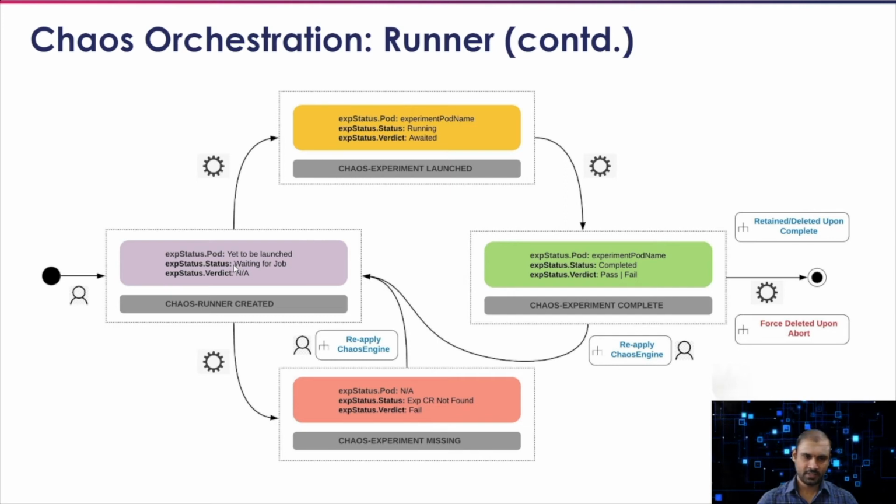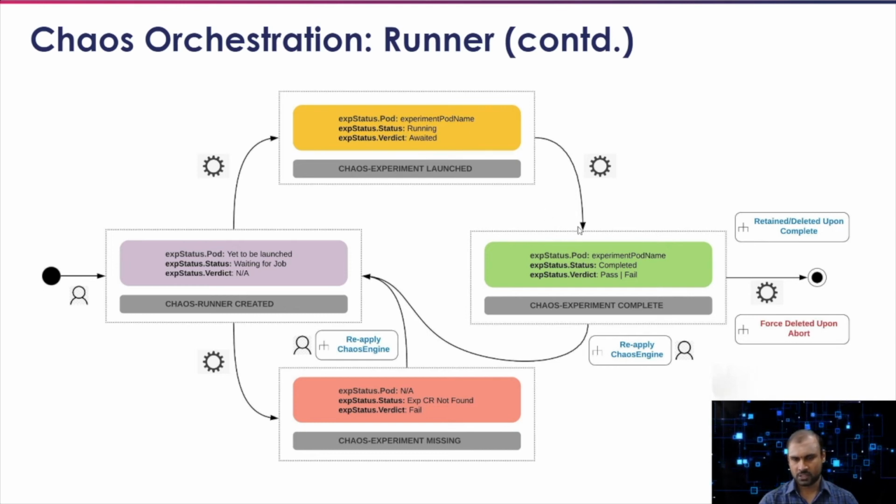So the first state here, when the chaos runner is created, is yet to be launched for pod, waiting for the job in terms of status and not applicable for verdict. The chaos runner is now constructing, launching and monitoring your chaos job, at which point you have the actual pod name being patched, you have the status set to running, and the verdict is set to awaited. This is the point where your experiment is currently running.